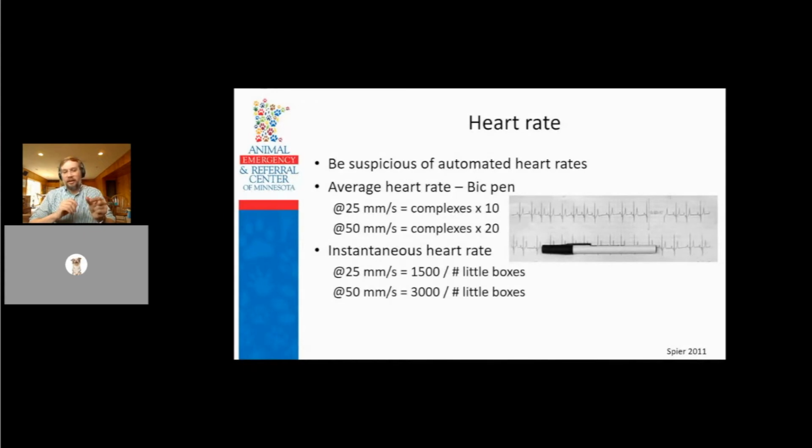At 25 millimeters per second, you count the number of little boxes between complexes, and I usually go from start to start of the complex. If they're the same, you can go like R to R or T to T or whatever. But especially if the complexes are multiform, I usually go from start to start. Count the number of little boxes. At 25, you take 1,500 divided by the boxes, and at 50, you take 3,000 divided by the little boxes.